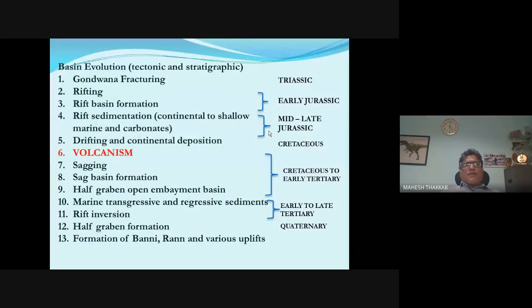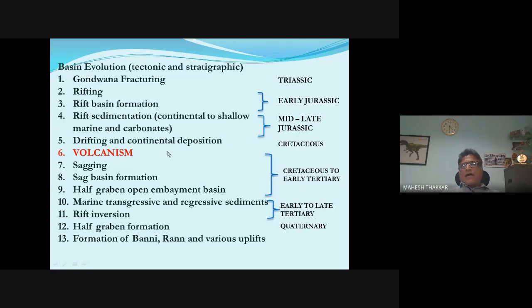So this is a summing up of the basin evolution. We must start with the Gondwana fracturing. I'll go quickly. In the Triassic period, Gondwana fracturing, then rifting and drift basin formation in the early Jurassic, then rift sedimentation in the mid to late Jurassic period, drifting and continental deposits in the Cretaceous period. We have very rapid drifting starting in the late Cretaceous period. And in the Kutch Basin we have the continental depositions in terms of the Bhuj Formation. That is a very significant sedimentary facies.